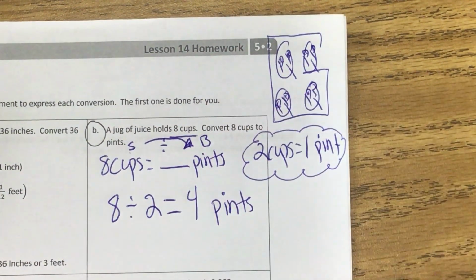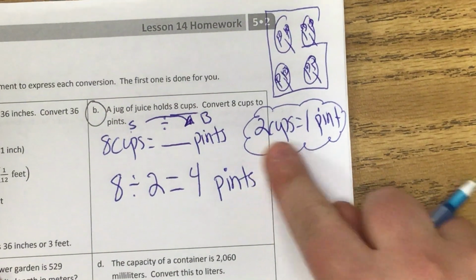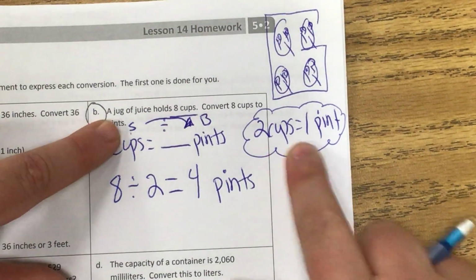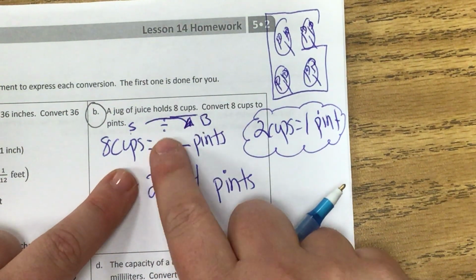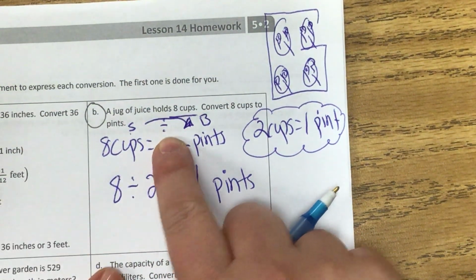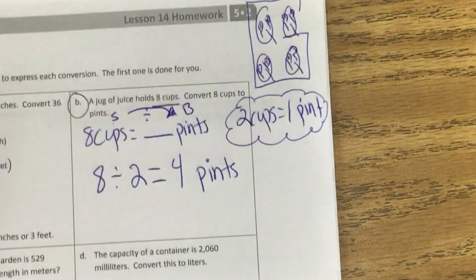So 8 divided by 2 gives me 4 pints. So step 1, find your conversion factor. Step 2, label your units, which one is bigger and which one is smaller. And then step 3, find your operation before you actually do your equation.